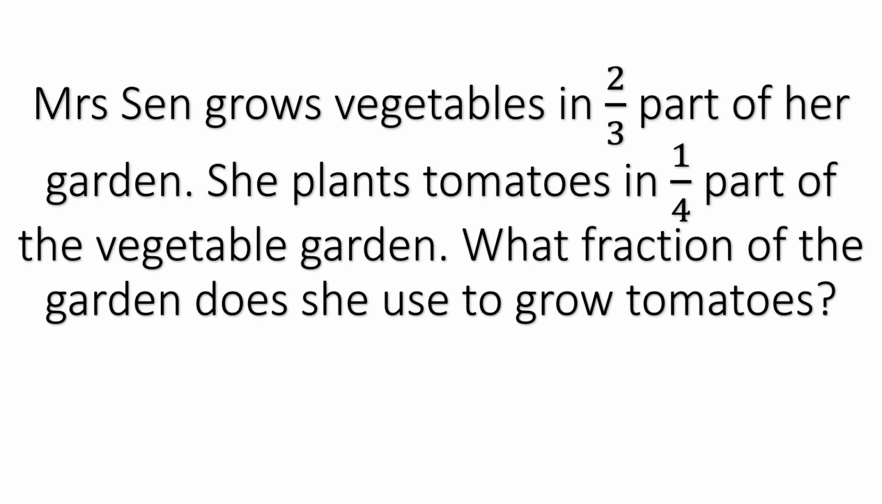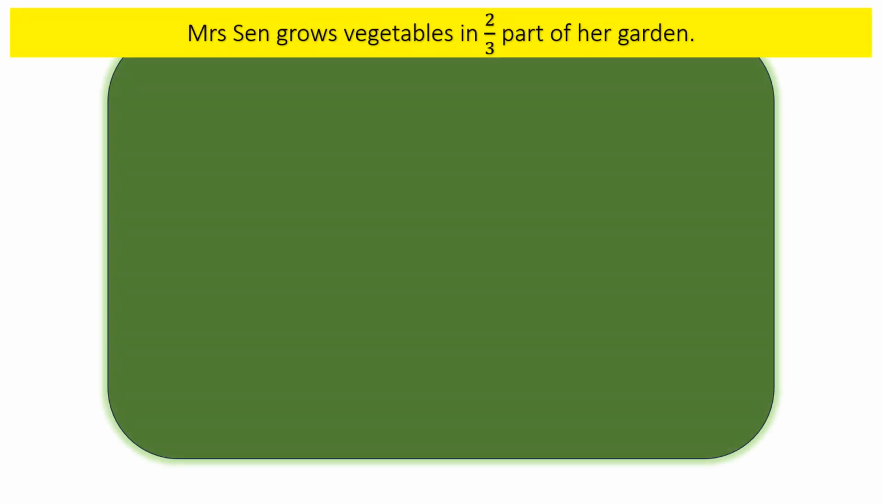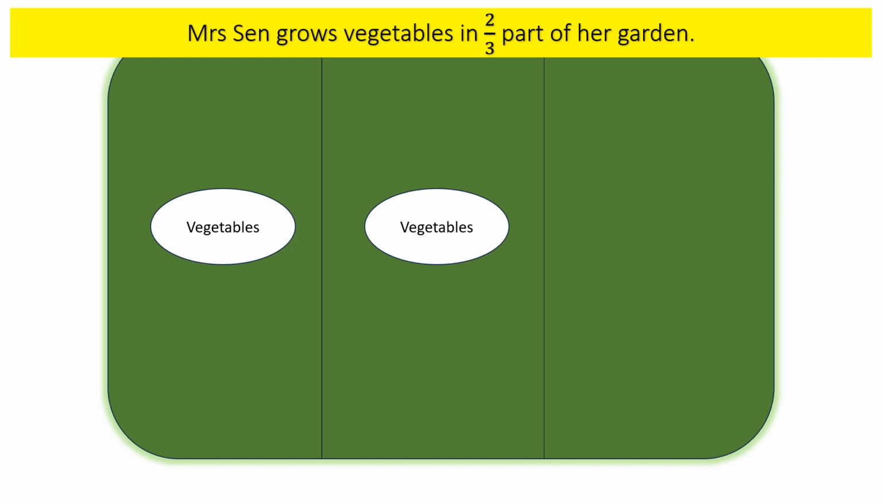So let us read the first line again. Mrs. Sen grows vegetables in 2/3 part of her garden. So this is Mrs. Sen's garden, and let us divide the garden into 3 equal parts. Why? Because the denominator is 3 for 2/3 and we know the denominator indicates the total number of parts. So we have divided the garden into 3 equal parts, and out of these 3 equal parts, 2 parts are used for growing vegetables.